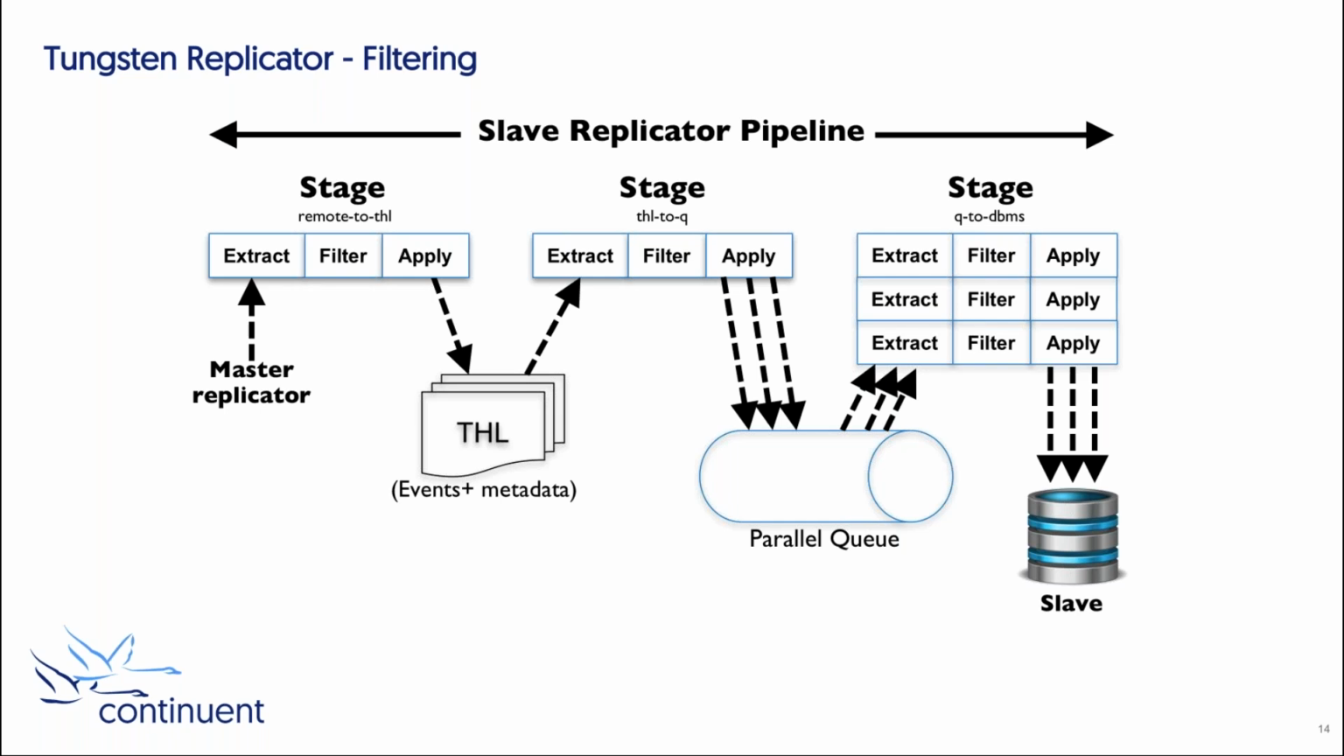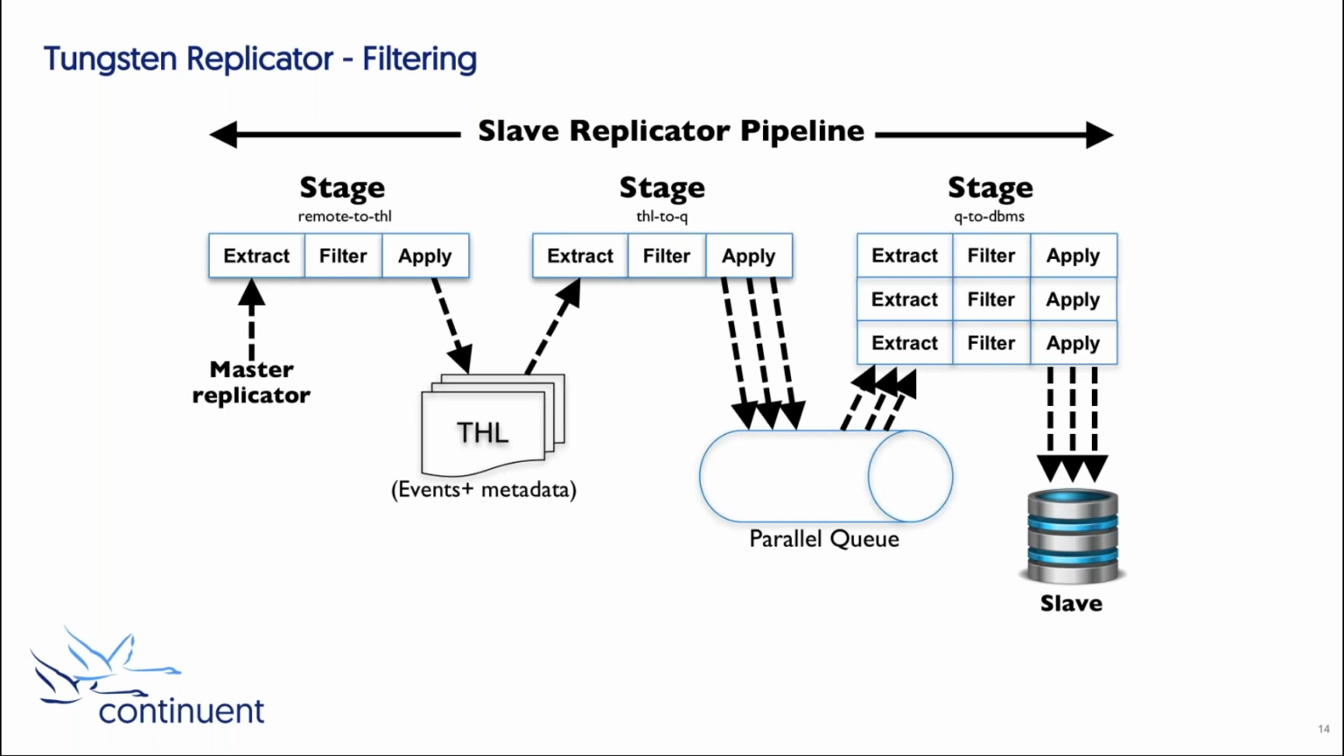So just an example, let's say we want to replicate a small subset of tables from a master to a slave. We could put the filter on the slave to specify which tables we actually want. And we can put it in the remote to THL stage. So since the remote to THL stage happens even before the THL gets written to disk on the slave, the tables that we're not interested in will not even be written to the THL on the slave. That would save disk space and reduce I/O.